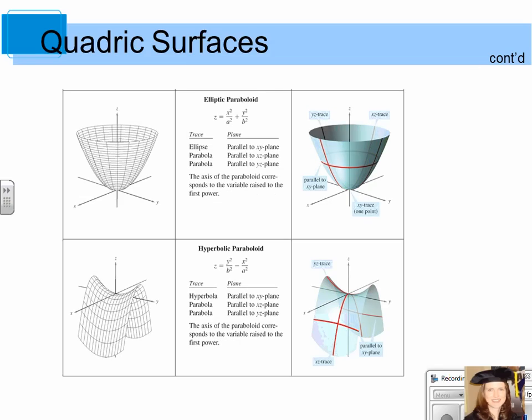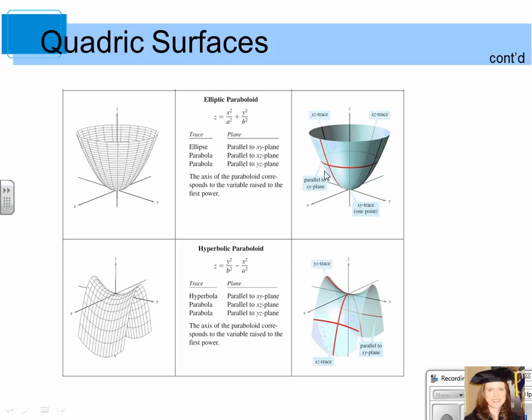This slide shows the elliptic paraboloid on the top. Now in this case, the equation is in the form of z equals x squared over a squared plus y squared over b squared. Notice the z term is not squared. So we have an x squared term and a y squared term added together equals z. We end up with this paraboloid shape, elliptic paraboloid, kind of like a bowl.